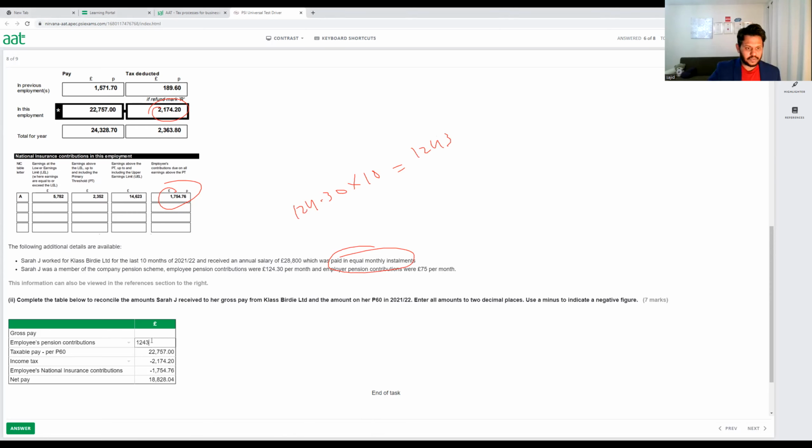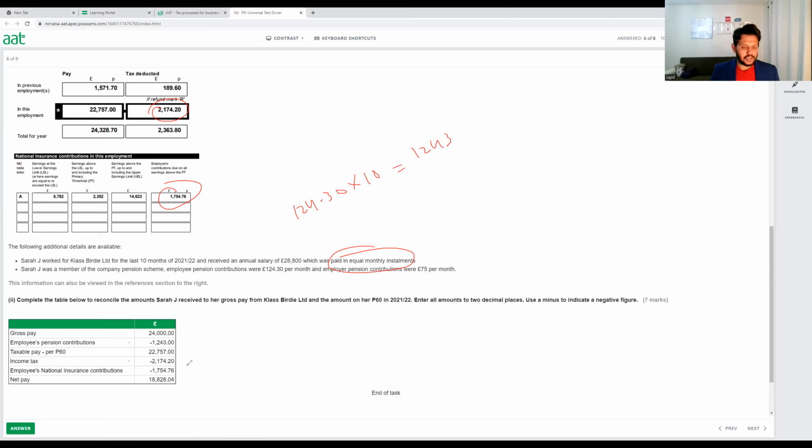So 1,243. If I add this now, 22,757 plus 1,243, that gives me 24,000. So basically, our gross pay was 24,000 pounds. From the gross pay, what happened? She paid for the pension, so we need to put it as a minus. So this one is supposed to be a minus, the pension she needs to pay.